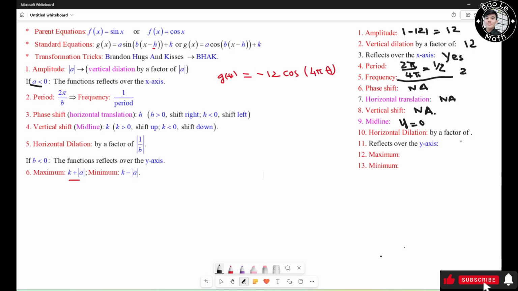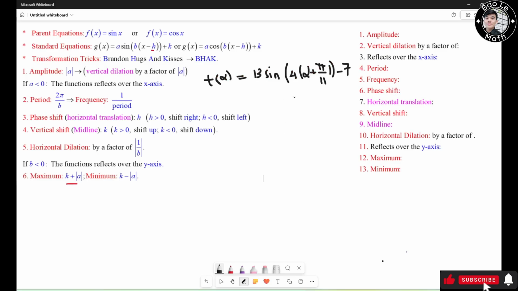Horizontal dilation by a factor of 1 over 4 pi, right? You just take the reciprocal of this. Alright, reflect over the y-axis, not available, because the value of b right here is positive. Maximum is going to be k plus the absolute value of a, and the vertical shift is 0, so the maximum is just the absolute value of the amplitude, so it should be 12. The minimum is going to be negative of the absolute value of 12, should be negative 12.